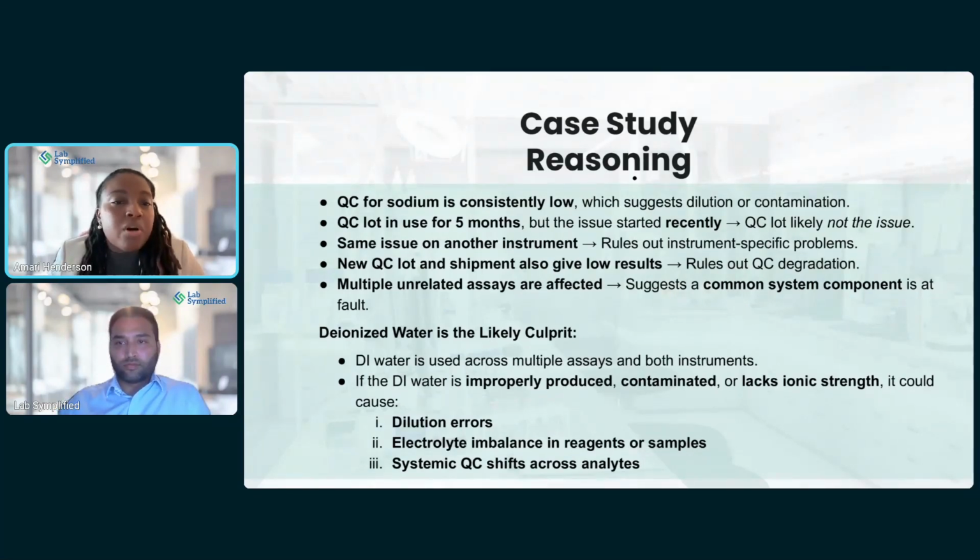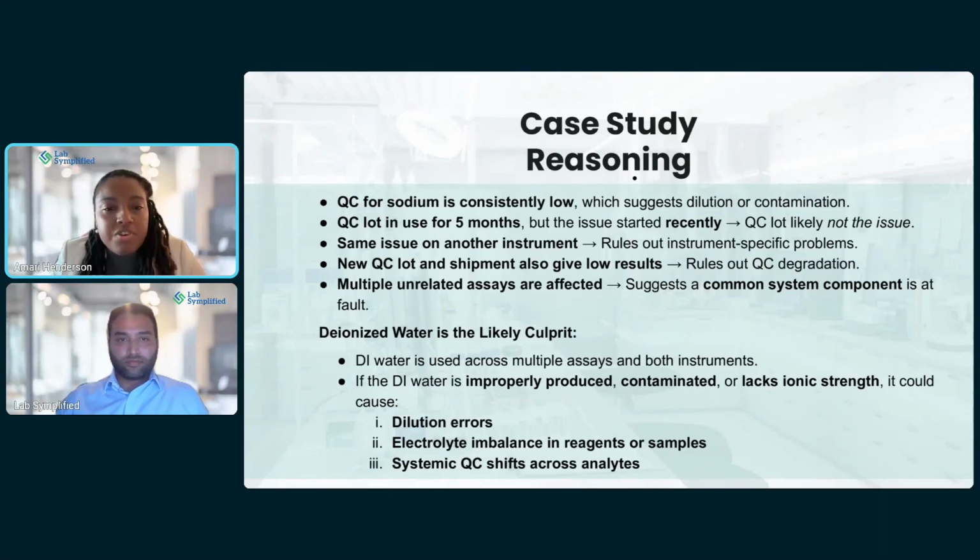Multiple unrelated assays are affected, so this suggests a common system component is at fault. What I wrote here is that the deionized water is likely the culprit. The DI water is used across multiple assays in both instruments. If the DI water is improperly produced, if it's contaminated or lacks ionic strength, it could cause dilution errors, electrolyte imbalance in reagents or samples, and then systematic QC shifts across analytes.